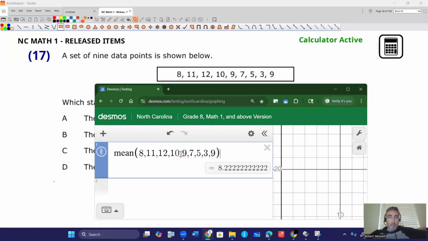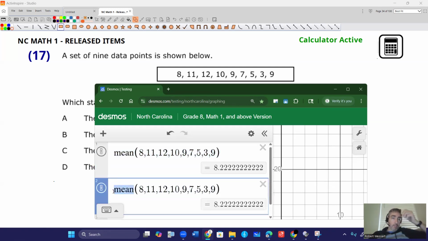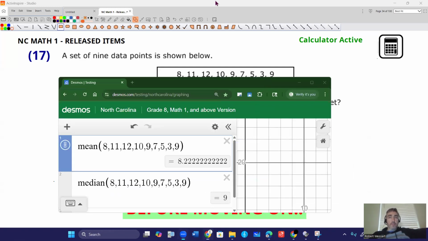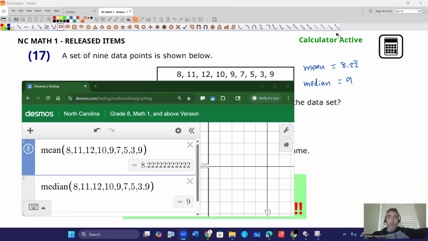And it gives you a mean of 8.222. My good friend copy and paste will give you a new line. I can put median. It does all that for you. So it gives you a mean and median, and we can even jot those down. So we've got a mean of 8.2 repeating and a median of 9.